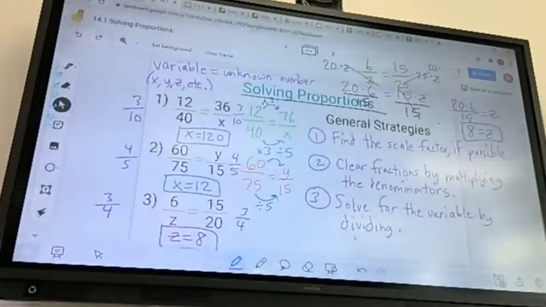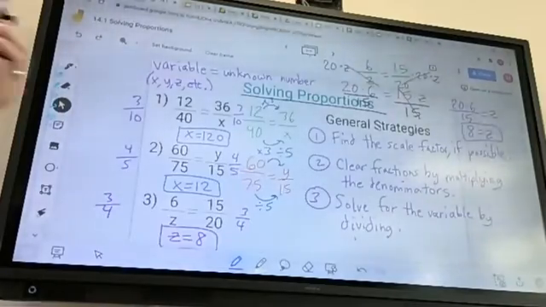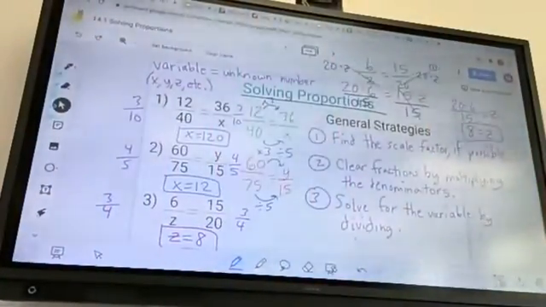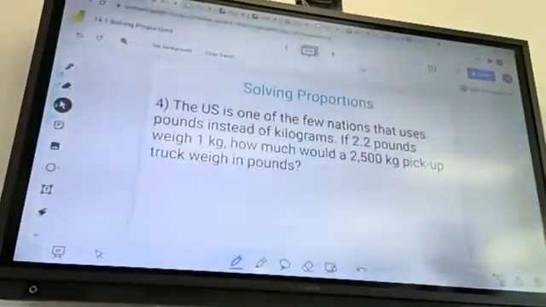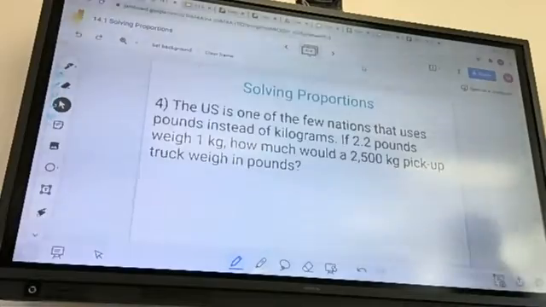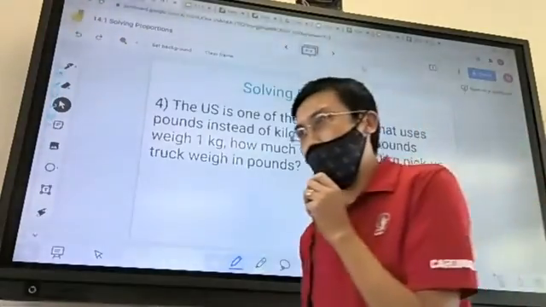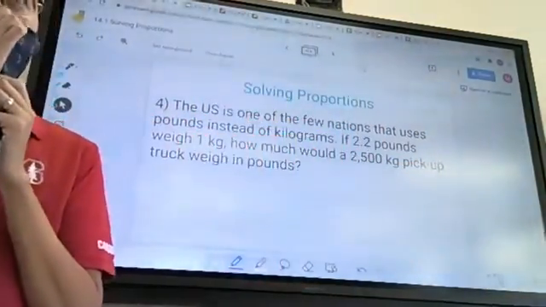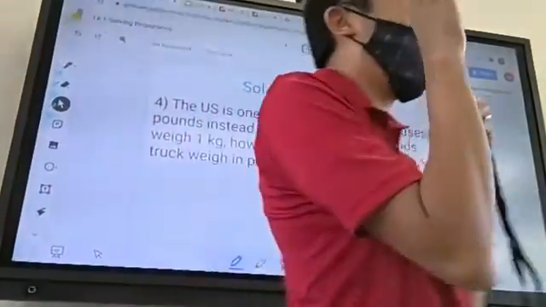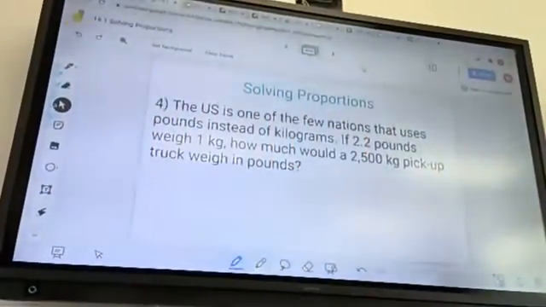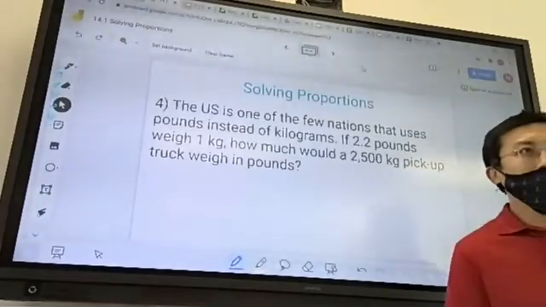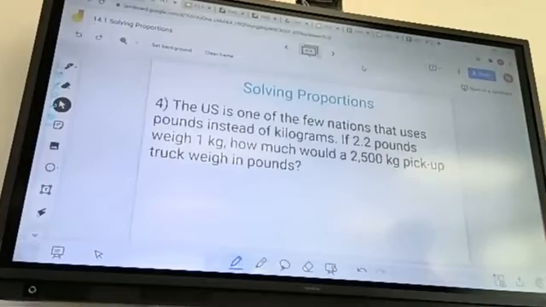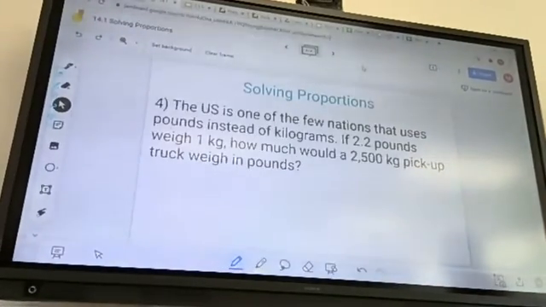There's a problem number 4, so you can write number 4 after number 3. Okay, so I think I mentioned to you all in the past that the United States is one of the few nations in the world that doesn't use the metric system as its primary form of measurement. We use the imperial system, and only 3 nations in the world use the imperial system. The US is one of the few nations that uses pounds instead of kilograms. So if you go anywhere in the world and say pounds, they'll be like, what is that? You say, what's your weight? Like 40 kilograms. You say, I'm 70 pounds. So like, what does that mean?